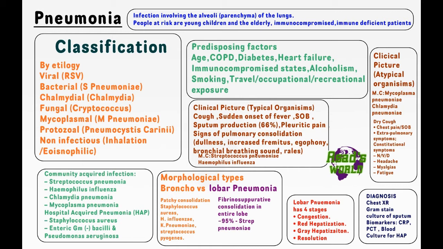So who is at risk of developing pneumonia? The people at risk are young children and elderly, also immunocompromised and immunodeficient patients.